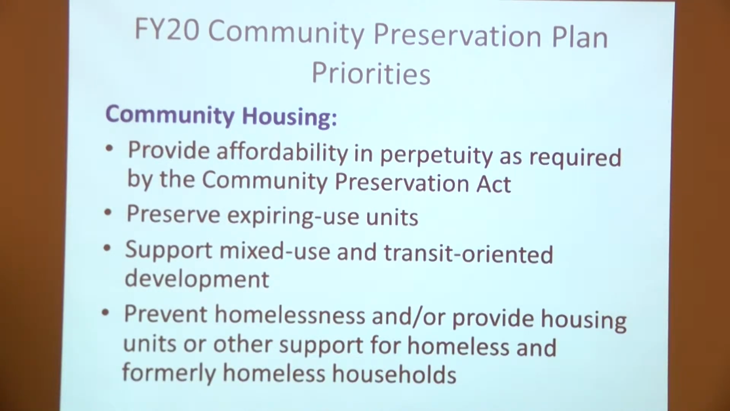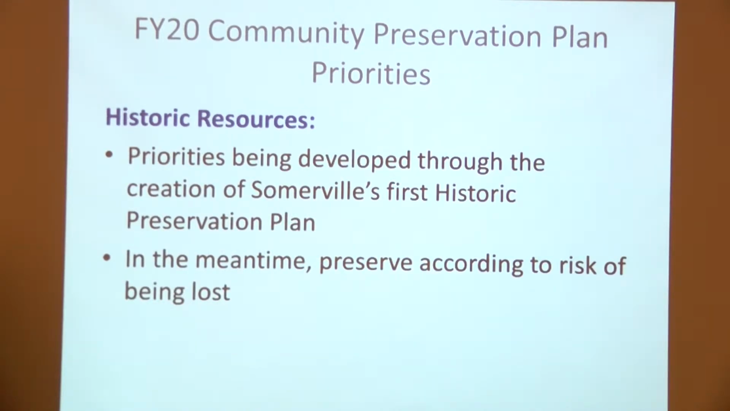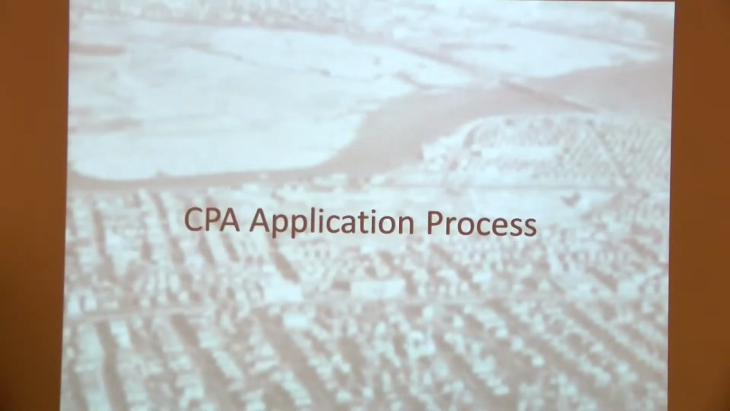In the community housing category, the priorities are providing affordability and perpetuity. This is required by the Community Preservation Act. Preserving expiring use units, supporting mixed use and transit-oriented development, and preventing homelessness and supporting those who have experienced homelessness. And in historic, these priorities are being developed through the creation of Somerville's first historic preservation plan. And in the meantime, the CPC is giving priority to projects that are at risk of being lost if work is not done to preserve those historic resources.